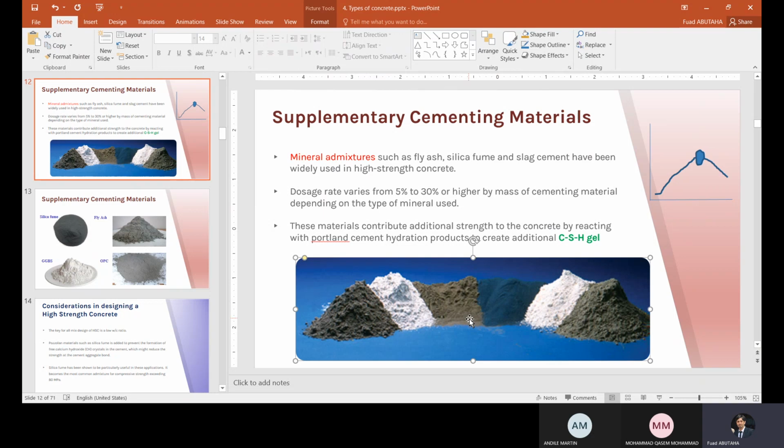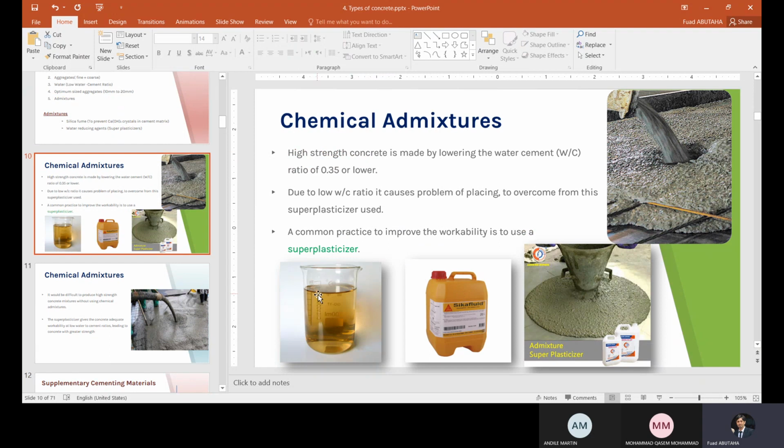We have concluded that the use of mineral admixtures is as a cement replacement, not addition. We don't do addition. In the chemical admixtures, we add it. We don't replace anything. It's just a small dosage. I just add it to the mix and it improves the workability.